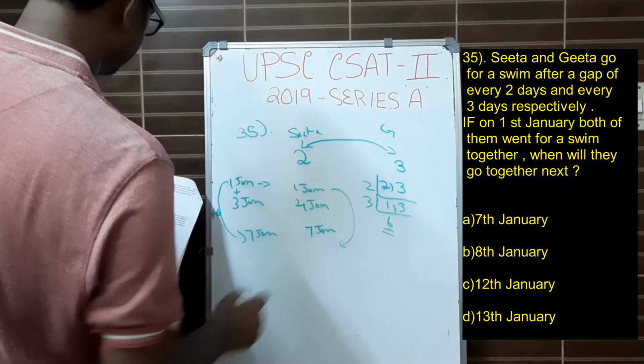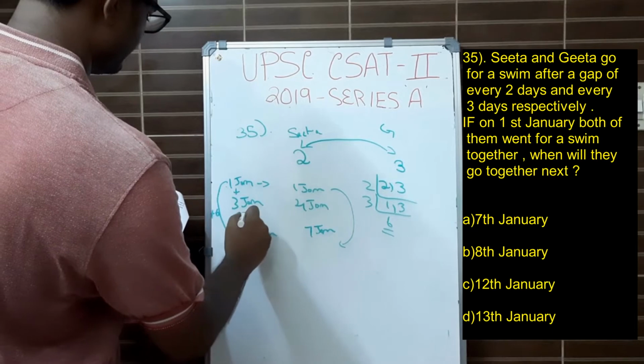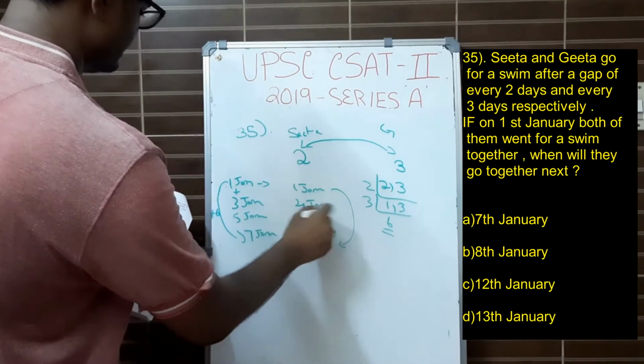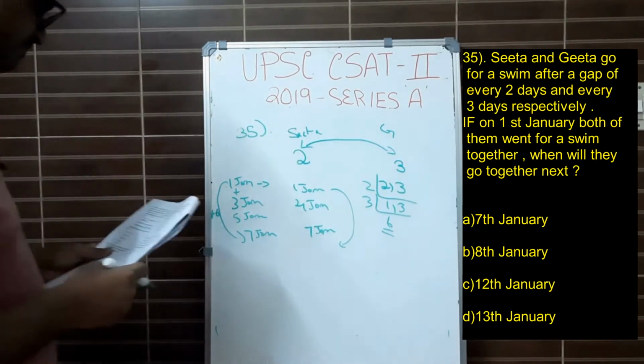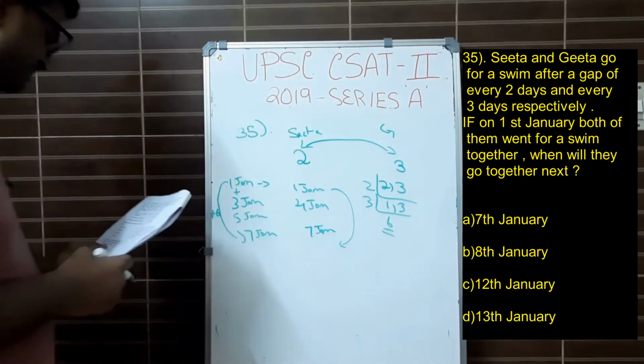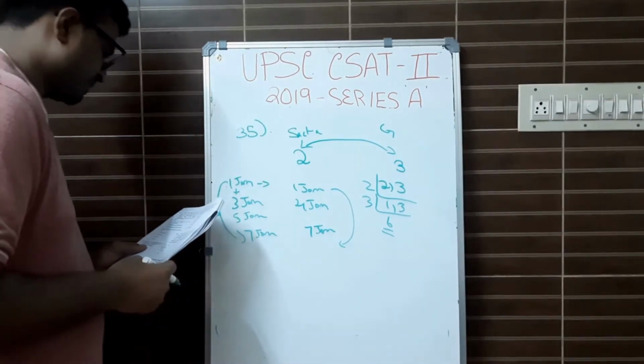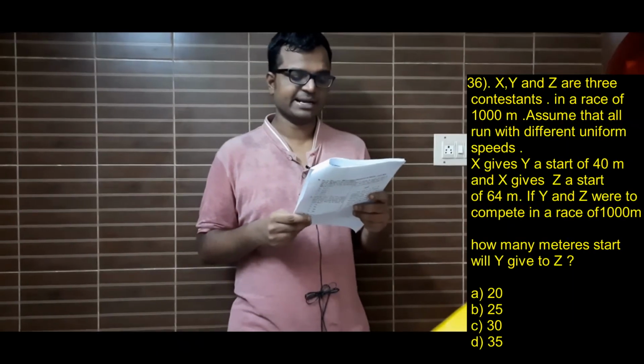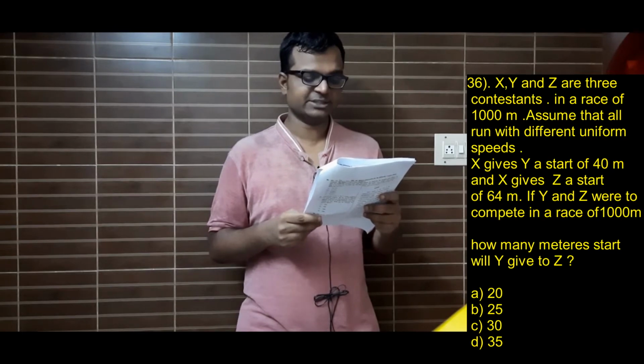So that should be the answer. That is option A, 7th Jan. So this is a pretty simple question they have asked. Normally these kinds of questions will be complicated by a certain degree.